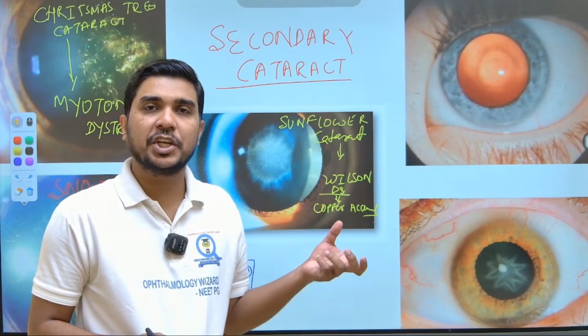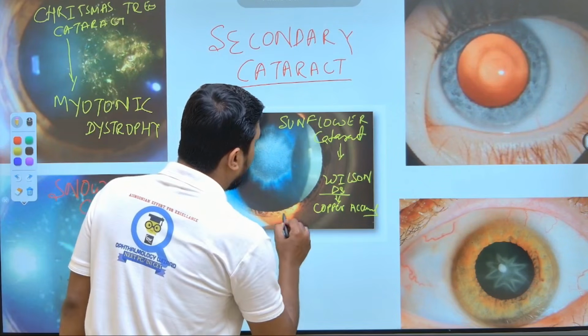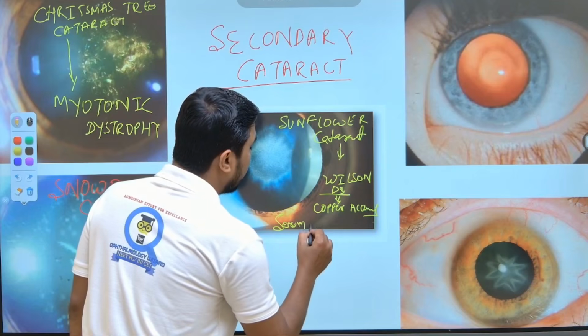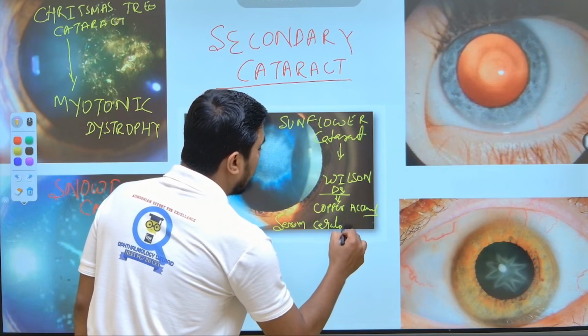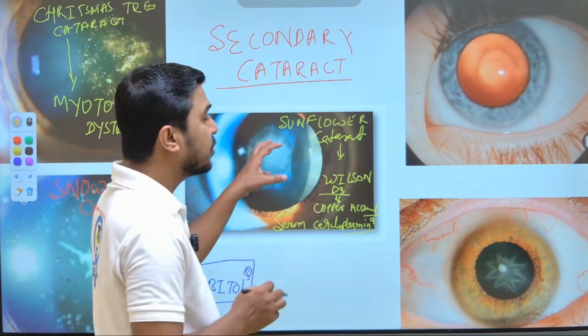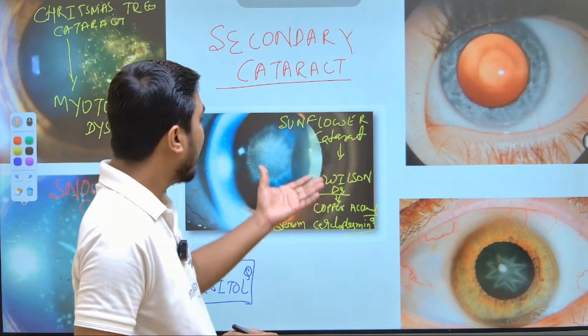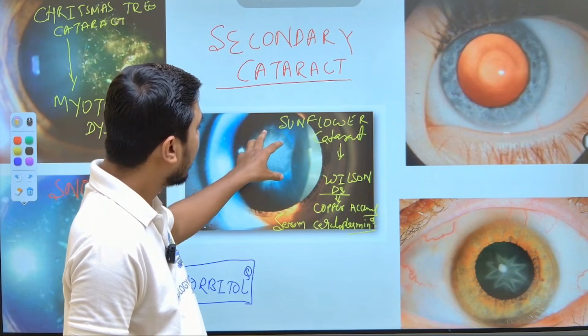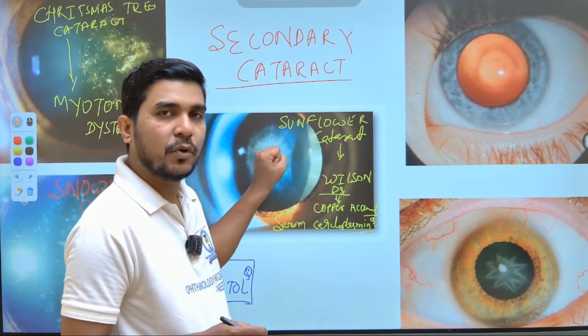So what investigation will you do to diagnose? What blood investigation will you do? You will go for serum ceruloplasmin. So all these are very important MCQs related to this. Okay, they can ask any of these questions by giving this lens picture only.